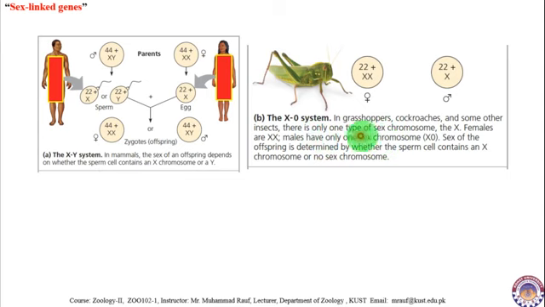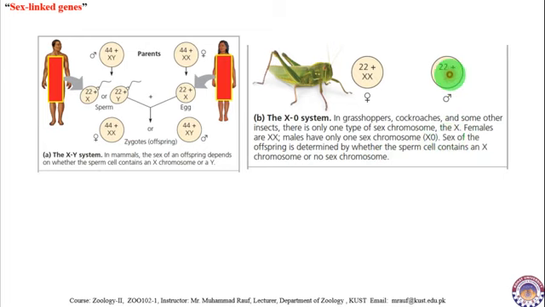So there is only one type of sex chromosome, the X. Females are XX, meaning females carry two X chromosomes as their sex chromosome complement. Males have only one sex chromosome, only one. There is no other sex chromosome. So the sex of the offspring is determined by whether the sperm cell contains an X chromosome or no X chromosome. This is very interesting.